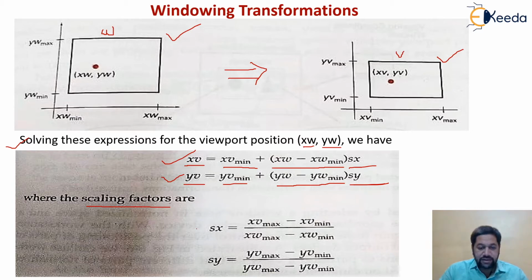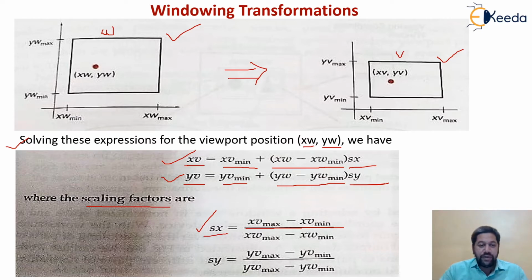What is my Sx? Sx is xv maximum minus xv minimum, the difference I have in the viewport, divided by xw maximum minus xw minimum. That is my scaling factor.